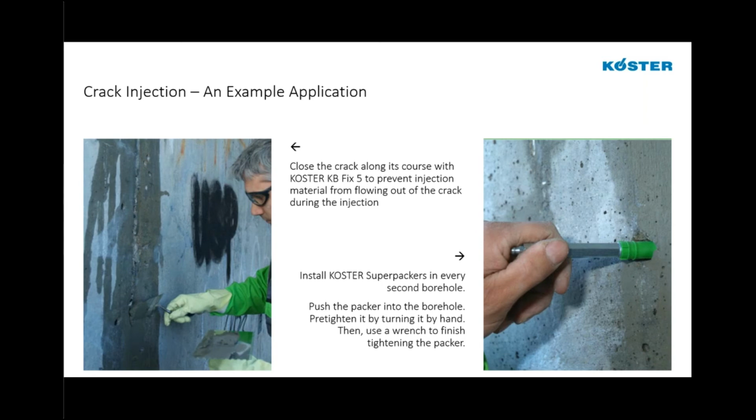So if we do install a surface seal like this, we're going to install the super packers into every other porthole. What this does is give us a sight glass or viewing window. As that foam or gel rises, we can see it coming out of adjacent portholes, and we can monitor the flow of material up the wall.